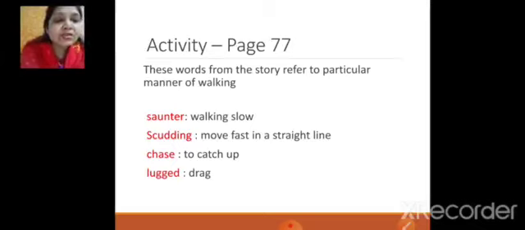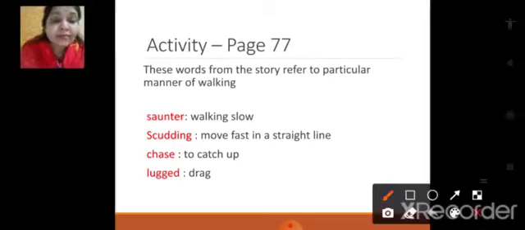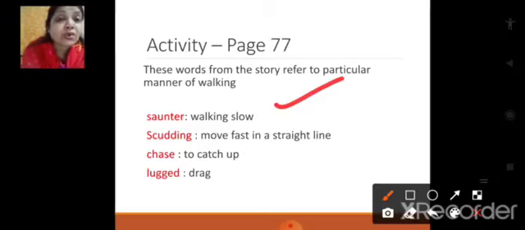Your first word over here is saunter. That means walking slow. Check out the dictionary, children. Saunter means walking slow. Come on now children, your teacher is going to wait for you. You need to frame a very good sentence based on this meaning as well as the main word. Now the next word is scudding. It means move fast in a straight line. Remember children, it means move fast in a straight line.